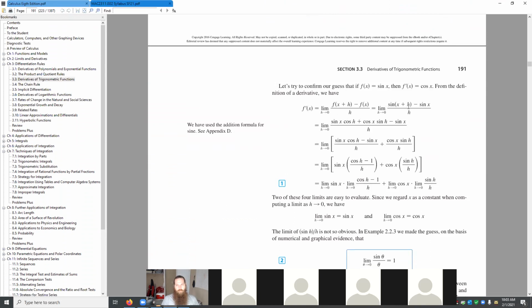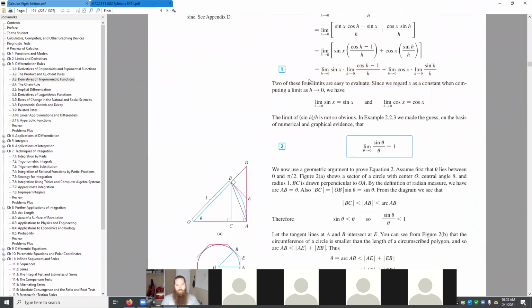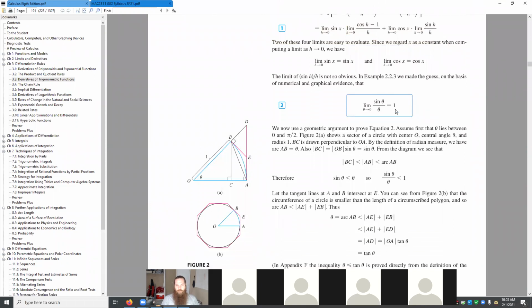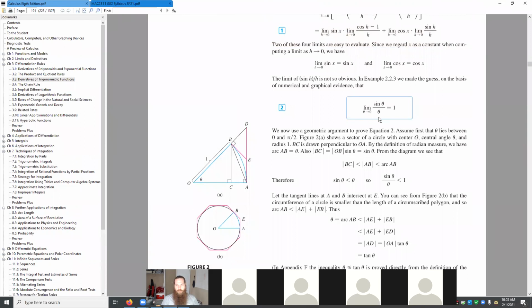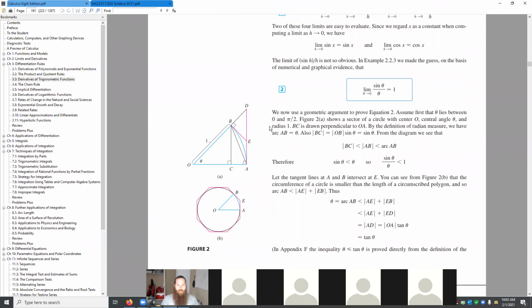F of x plus h, sine of x plus h minus sine x. Split it up, group the terms, and now you've got these limits, right? We need to deal with this limit, and we need to deal with this limit. And they say, as we did, that we've got a challenge here. So what we need to look at is this. They're writing it in terms of thetas instead of h's. That's fine. This is the standard argument. Actually, this is a slightly different argument than the standard one, but they're all geometric.